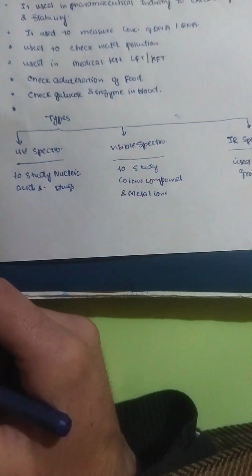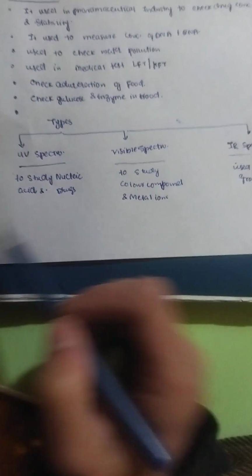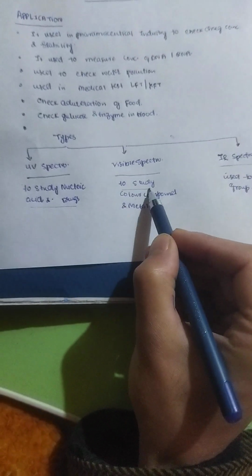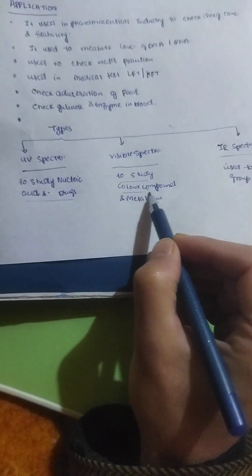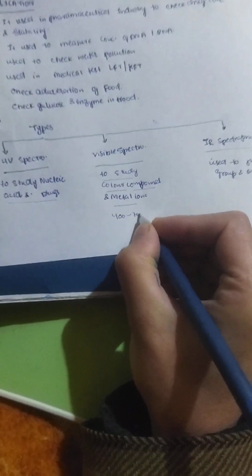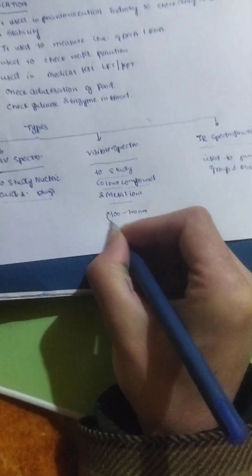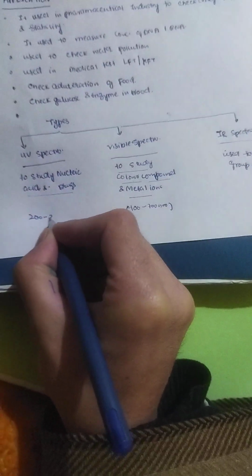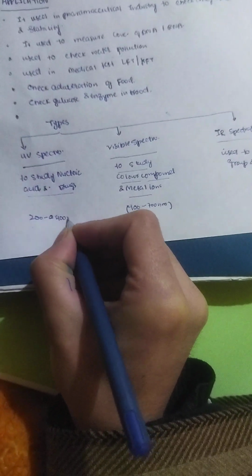spectrophotometry, visible spectrophotometry, and infrared spectrophotometry. UV spectrophotometry is used to study nucleic acids and drugs. Visible spectrophotometry is used to study colored compounds and metal ions. And here we use visible light of 400 to 700 nanometers. In UV we use the wavelength of 200 to 400 nanometers.